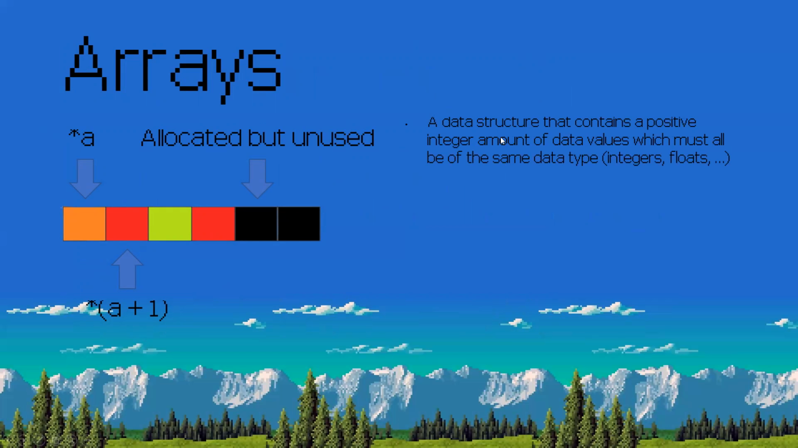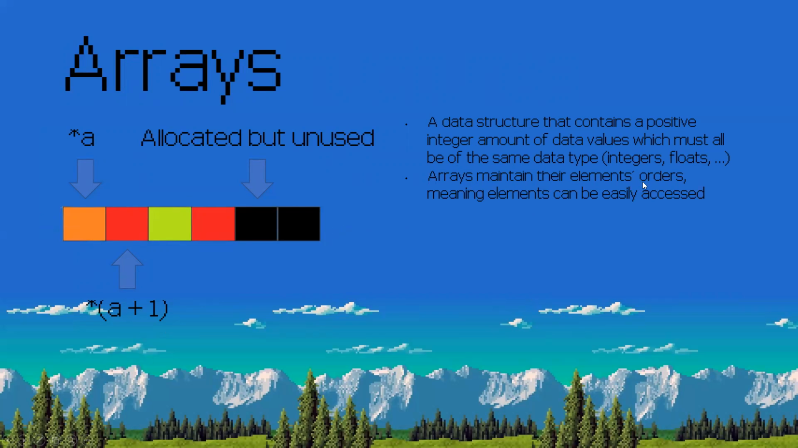An array is a data structure that contains a positive integer amount of data values, which must all be of the same data type. So for example, integers. So they must all be integers in here, or they must all be floats in here. They can't be of different data types.